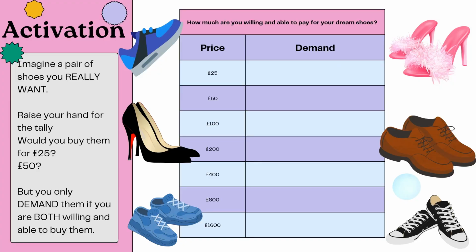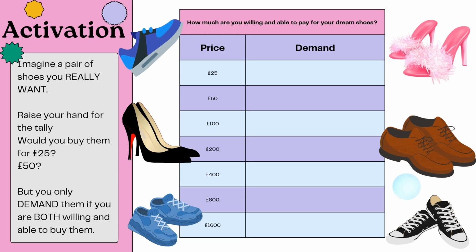Imagine a pair of shoes you really want. How much are you willing and able to pay for your dream shoes? In a classroom, I'd ask everyone to raise their hands if they are willing to pay £25 for their dream pair of shoes. Would they be willing to pay £50 for their dream pair of shoes? Now you must remember that you only demand them if you are both willing and able to buy them. So you have to have that money available to buy those shoes. How about £100, £200, £400, £800?